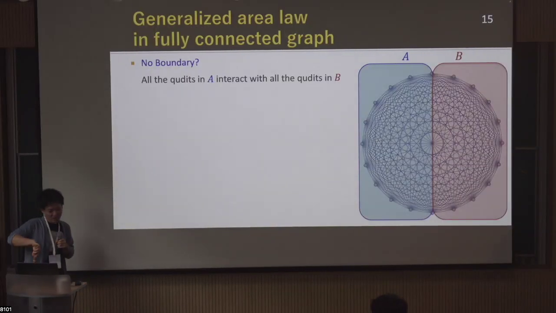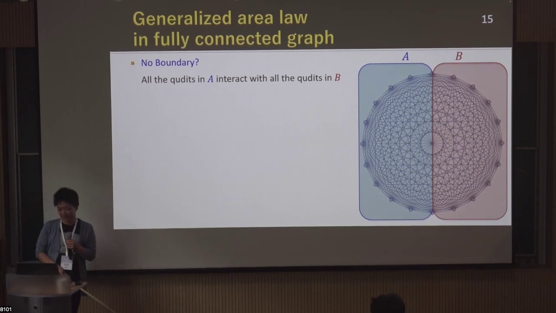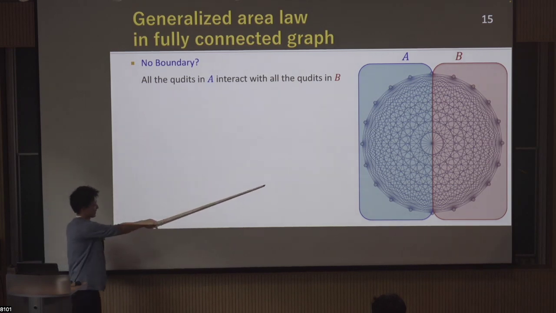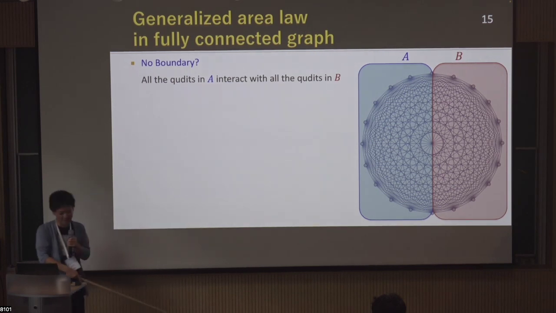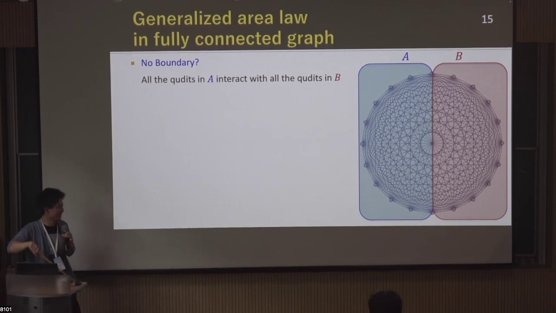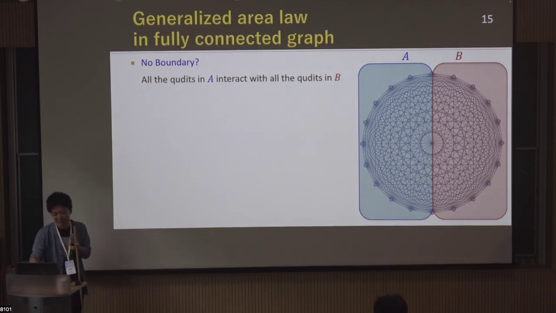So our purpose is to understand the generalized area law in fully connected models, but you easily get the question: there is no boundary in the fully connected model because all the spins interact with each other. In other words, the boundary is as large as the system size. So at first glance, we have no boundaries.